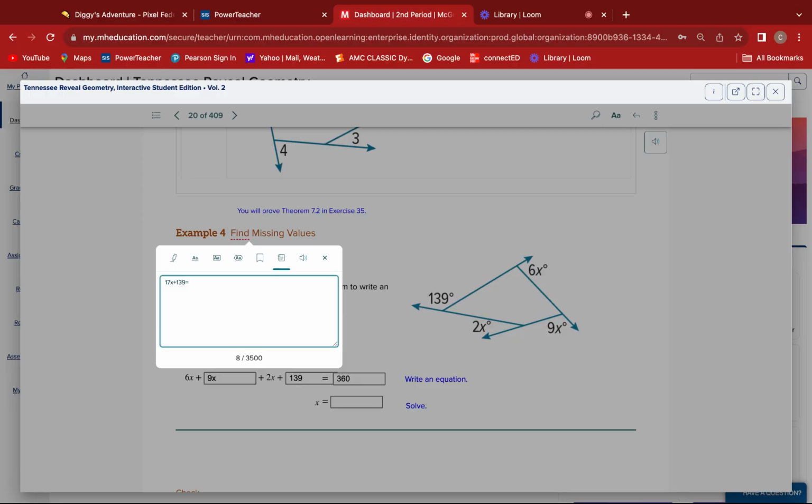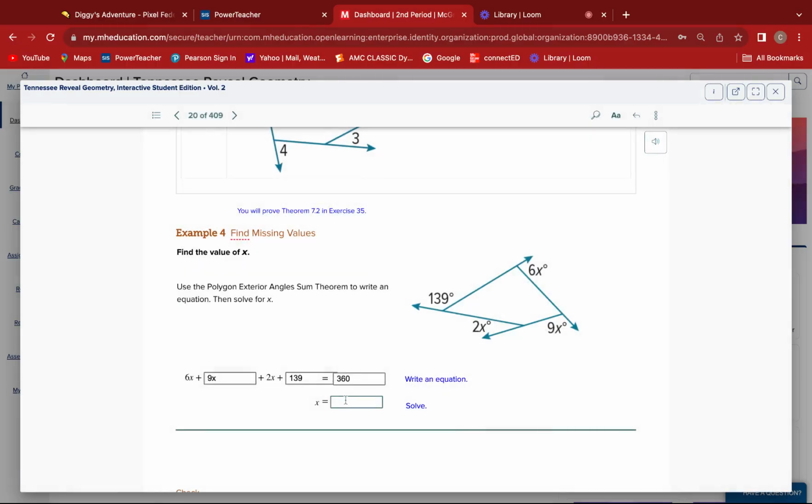And that equals 360. All right, you guys, let's subtract 139 to the other side because the opposite of adding is to subtract. And you get 17x equals 221. And then we're going to divide that by 17 because the opposite of multiplying is to divide. You're going to end up with x equals 13, everybody. So x is 13.